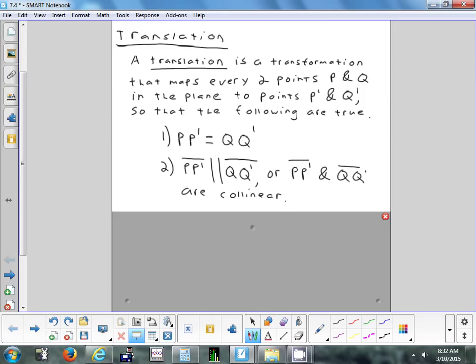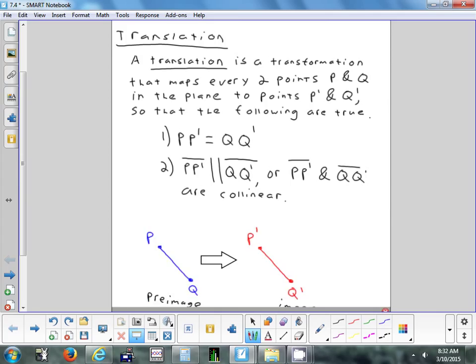Or the segments are collinear. Okay, that's an or. It can't be both in statement 2. One or the other happens. Either the segments P prime, Q prime are parallel, or they're collinear. Okay, so there's an example of a translation. Okay, let's look at each of those statements and see kind of what that means in terms of the picture.